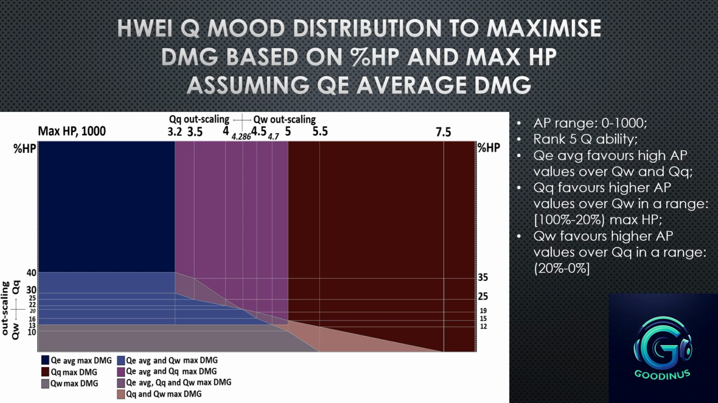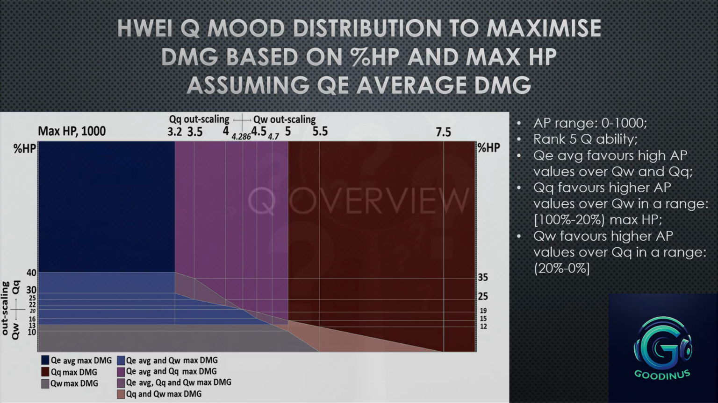And this basically concludes our section of the brief results overview. Now we'll move to the ability Q overview.